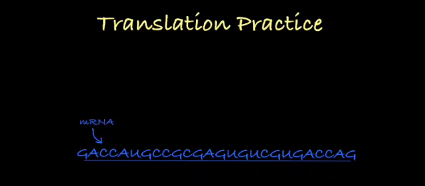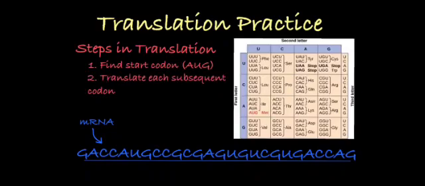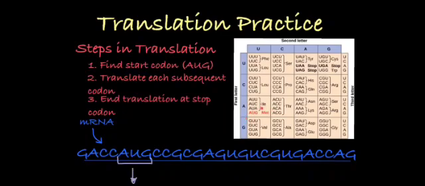To translate it into a polypeptide, I'll scan for the start codon, then consult my chart for all the remaining codons until I reach the stop codon. So I scan and find the start codon AUG, which, if I consult my chart, codes for the amino acid MET, or methionine. I then move to the next codon, CCG, which codes for the amino acid PRO, proline. Then we have CGA, coding for arginine, and GUG, coding for valine. Then UCG, coding for serine.